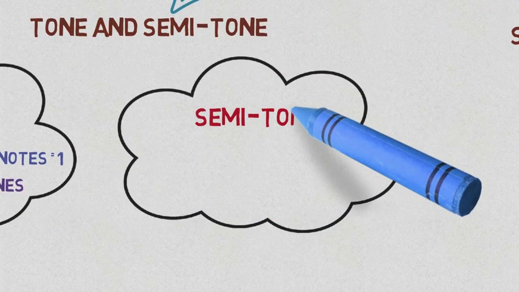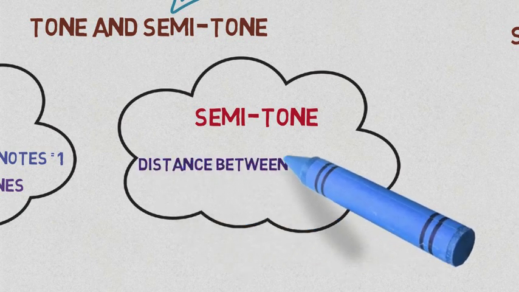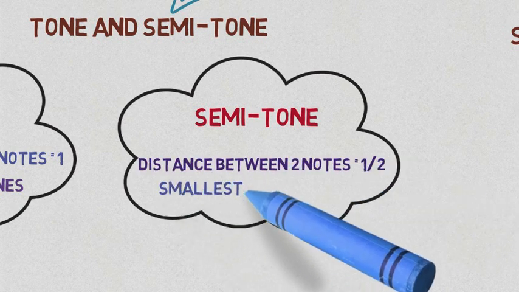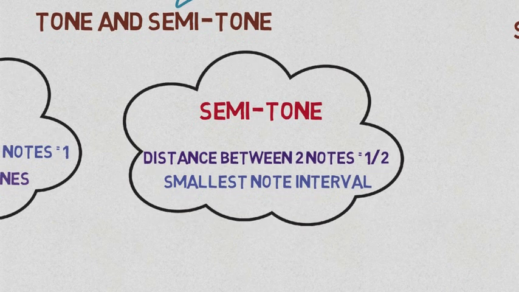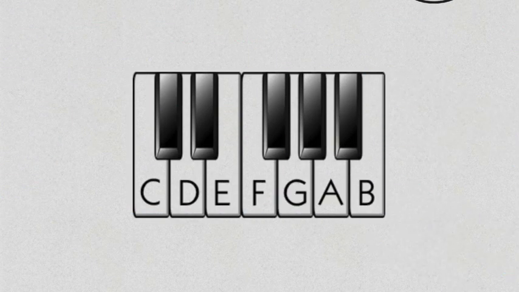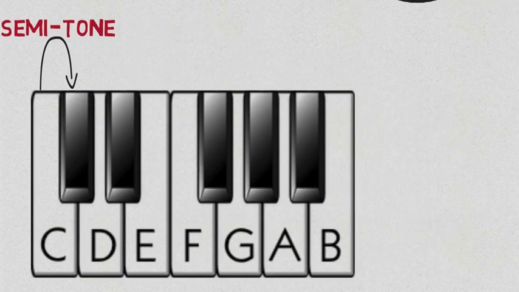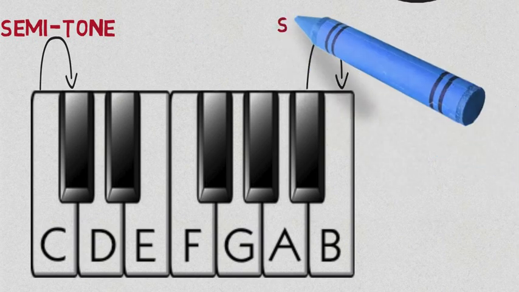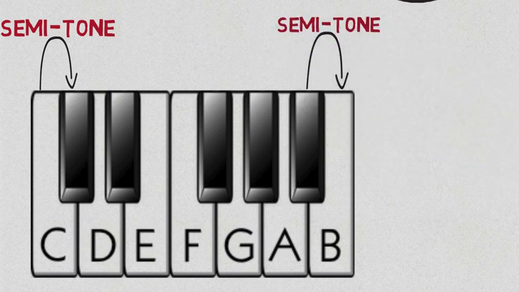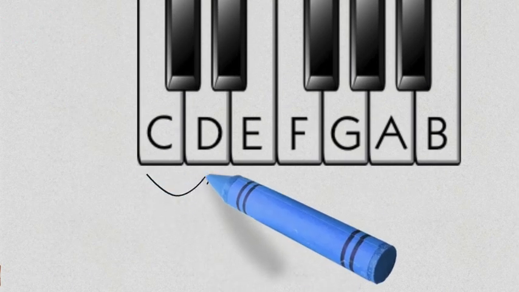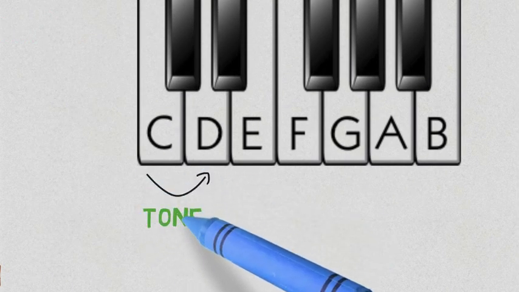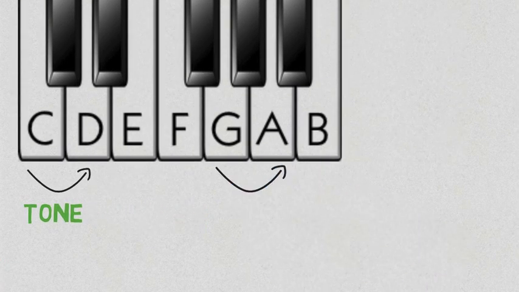A semitone is when the distance between two notes is equal to a half, and it is the smallest note interval in Western music. To visualise this, let's look at this piano keyboard and look at the notes C and D. We can see the black note between them, which is an example of a half step, and is therefore a semitone. This is another example of a semitone. This means that the distance between C and D must be a tone. Equally, between G and A is also a tone.